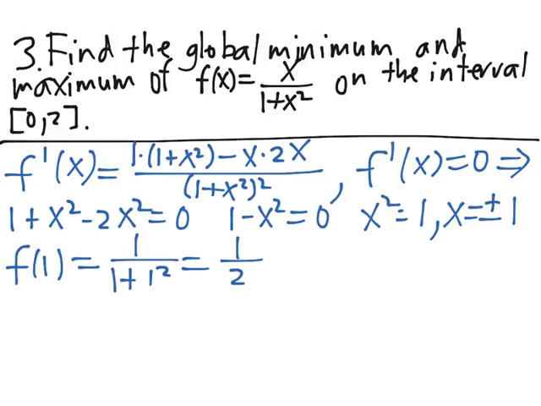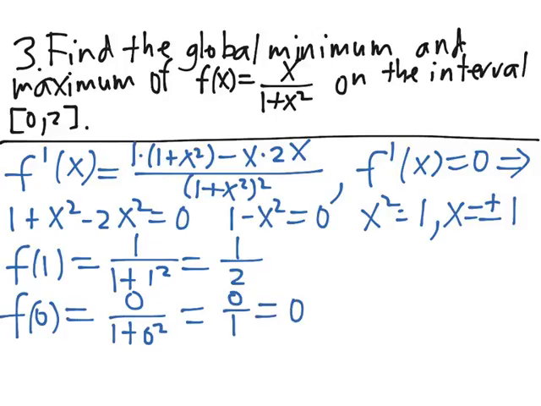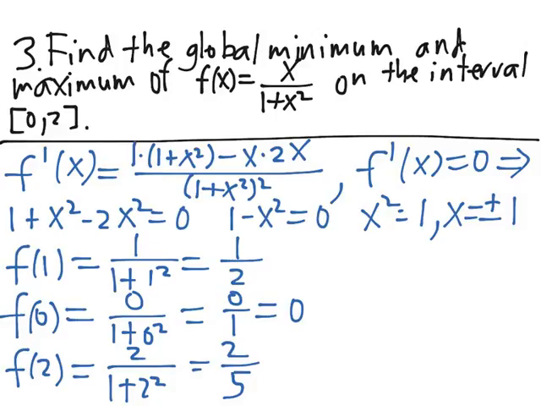So at 0, on the left side of the interval, f is equal to 0 over 1 plus 0 squared, which is equal to 0 over 1, which is just 0. And then f of 2 on the right-hand side is equal to 2 divided by 1 plus 2 squared, which equals 2/5. Now we know that the global minimum and maximum have to be among these 3 points, which means that 1/2, which is the largest of them, is the maximum, and 0, which is the smallest of these, is the minimum.